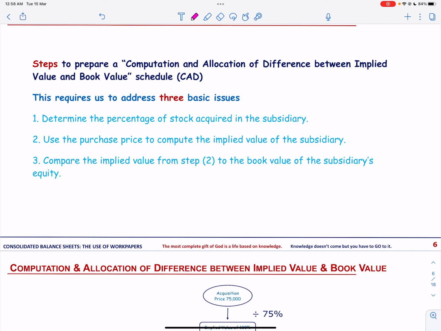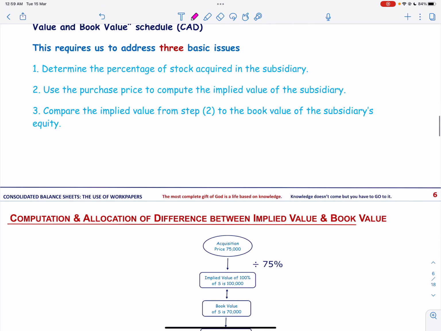Number one, determine the percentage of stock acquired in the subsidiary. Is it a 100% acquisition or less? Number two, use the purchase price to compute the implied value of the subsidiary. Simply divide the purchase price by the percentage acquired to calculate this value. If the percentage is 100%, the implied value will equal the purchase price. Number three, compare the implied value from step 2 to the book value of the subsidiary's equity. Let us explain more with the help of an illustration on the next page.